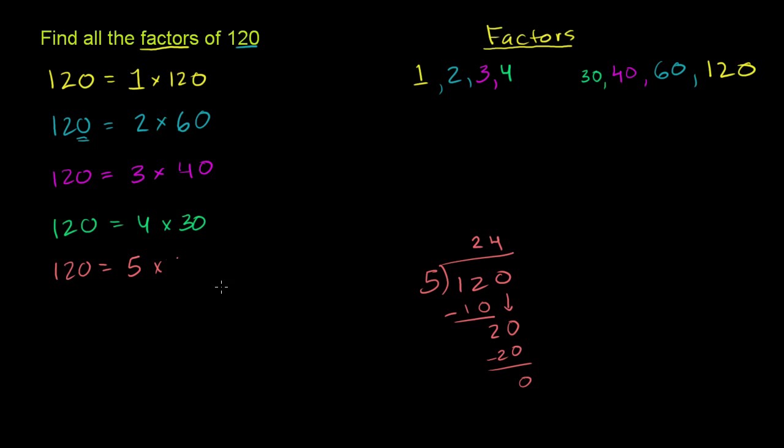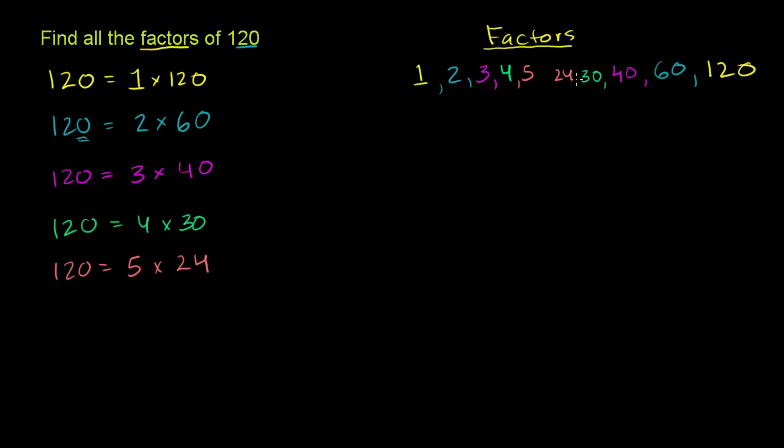So 5, let me delete all this so we can have our scratch space to work with later on. So 5 times 24 is also equal to 120. So we have two more factors, 5 and 24. And let me clear up some space here, because I think we're going to be dealing with a lot of factors. So let me cut it, and then paste it. Move this over here so we have more space for our factors. So we have 5 and 24.